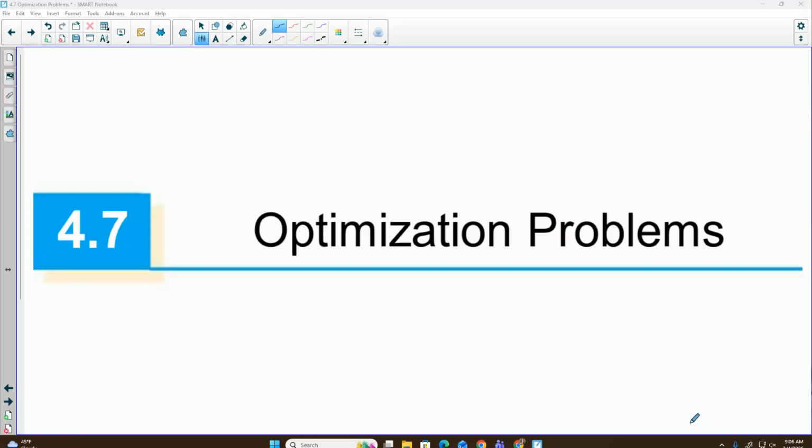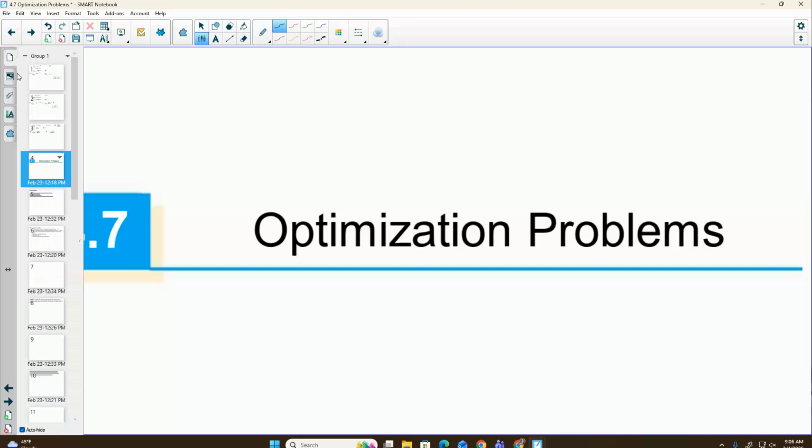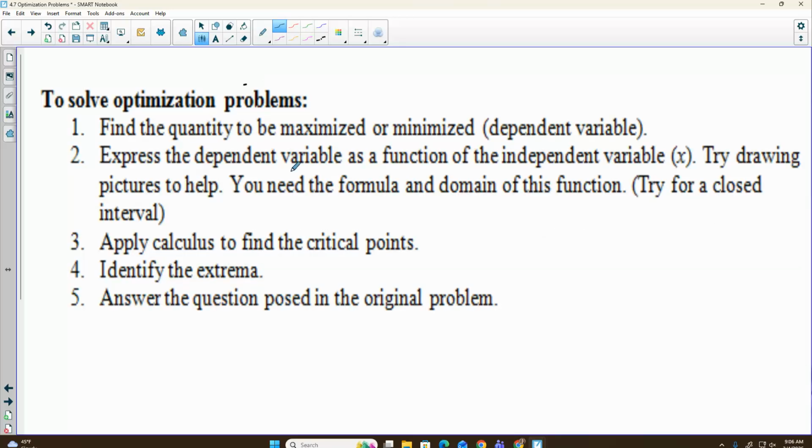And anytime I'm asking you for a maximum or a minimum, I'm just asking, where is your derivative 0 or undefined? So the only difference is I'm not just giving you an equation here; we're going to have to come up with an equation to model each situation. So let's take a look at our process here. These are just going to be word problems.